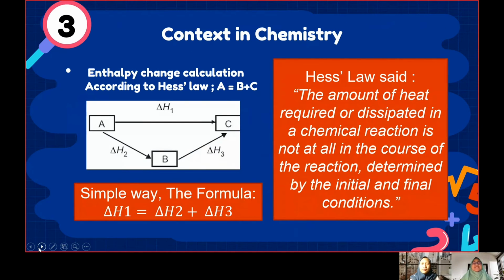And then the context in chemistry is that we can find it in Hess's law. Hess's law says the amount of heat required or dissipated in a chemical reaction is not dependent on the course of the reaction, but is determined by the initial and final conditions. So in chemistry, we focus on enthalpy change calculation according to Hess's law. If A equals B plus C, in a simple way the formula can be denoted by delta H1 equals delta H2 plus delta H3.